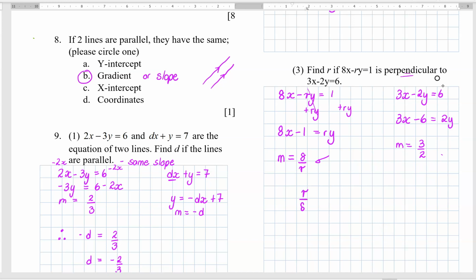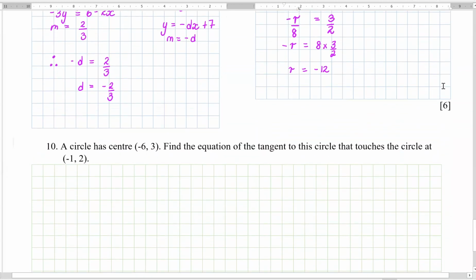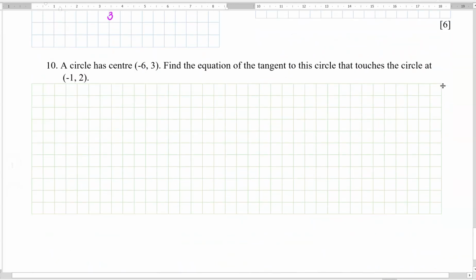It's r over 8, but remember we have to give it the opposite sign. So minus r over 8 equals 3 over 2. To get rid of the divide by 8, I'm going to multiply. So that's 8 times 3 over 2, and we're going to flick the minus over. So this becomes minus 12. You can check that on your calculator. That was a harder one, so hopefully you got that one correct.